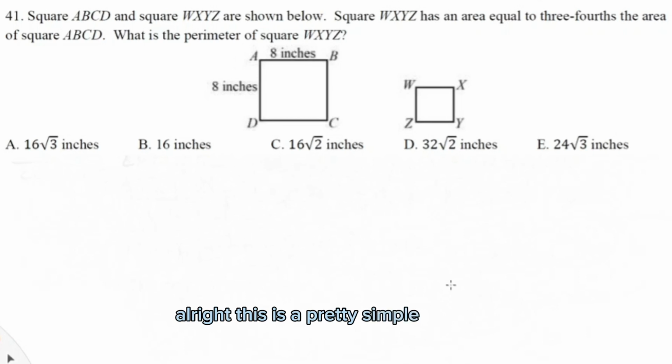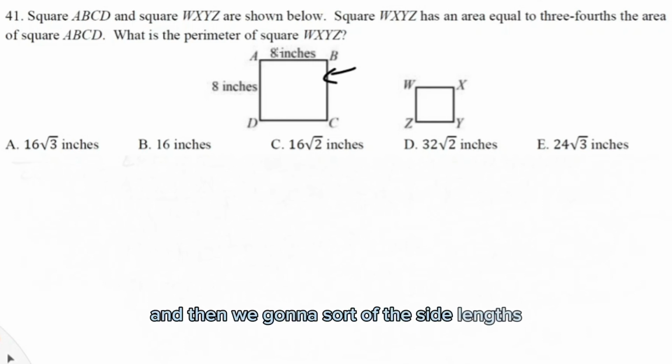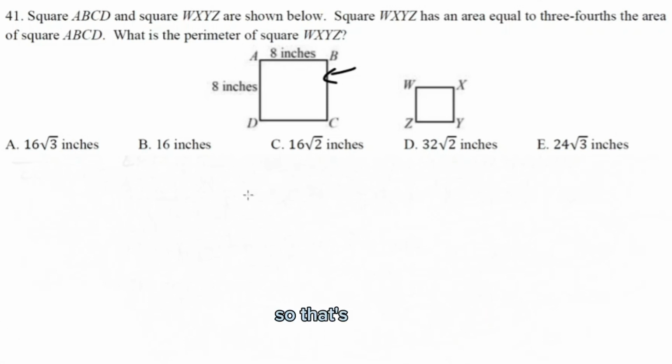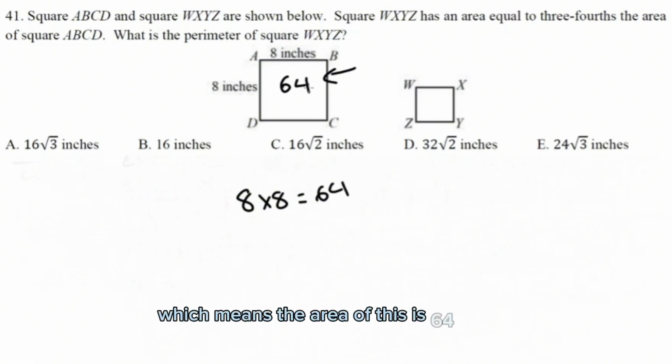Alright, this is a pretty simple problem. It's saying that the area of WXYZ is 3/4 of the area of ABCD. So we can first find the area of ABCD. We can do this because it's a square, and they've given us one of the side lengths. When we find the area, we're just squaring the side length. So that's 8 times 8, or 8 squared, which is 64. Which means the area of this is 64.